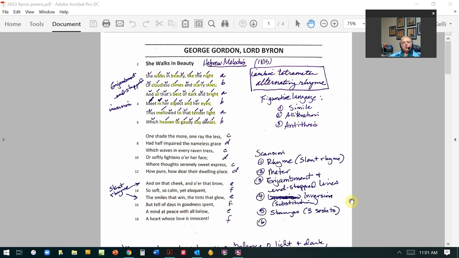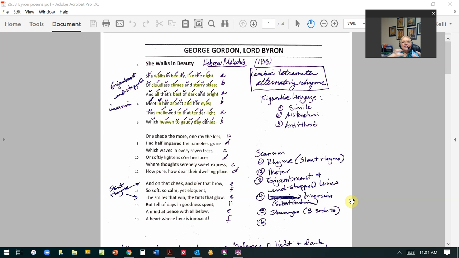And antithesis is a rhetorical device where opposite things are put into close contrast with each other. And so in this poem, the two opposites that are used are dark and bright. She's the best of dark and bright.